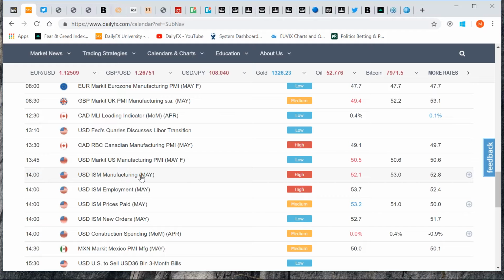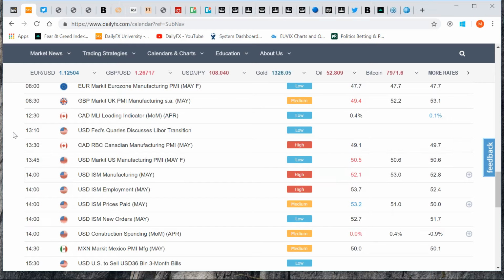It's a high impact figure, and look, it's well below expectations. It was at 52.8, expected to rise to 53. It actually fell to 52.1. So both the UK and the US manufacturing sectors are really not doing as well as people were expecting, and that feeds into this whole idea about global economic slowdown and talk of recession, if nothing else.